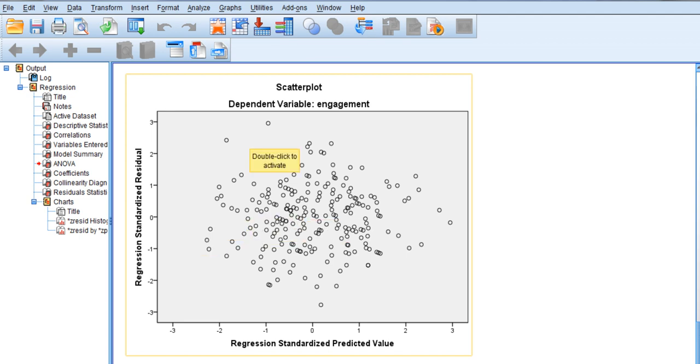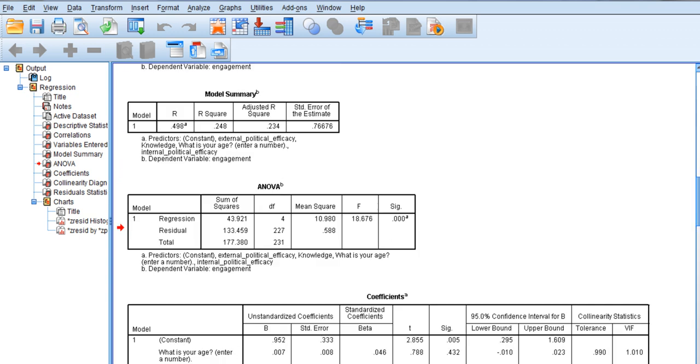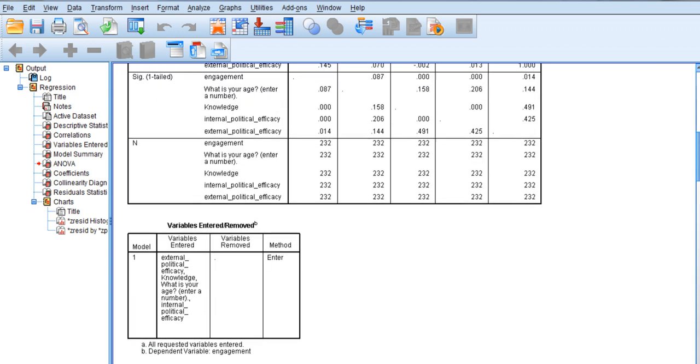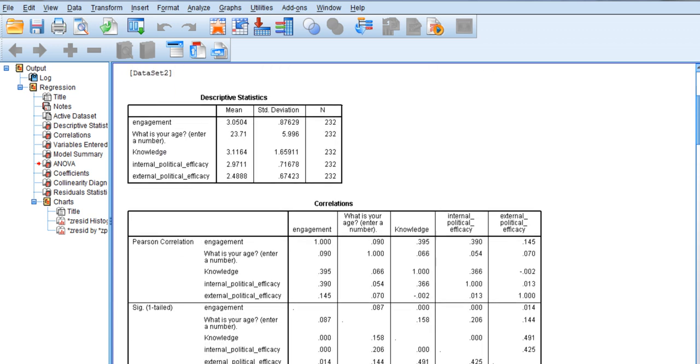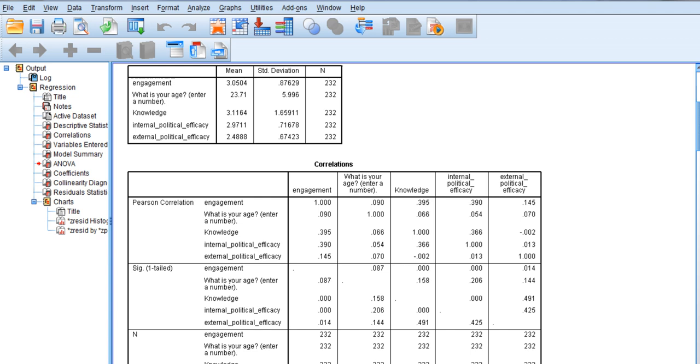So although it's not pretty, and there is a bit of a funnel shape, I would go ahead and interpret these results. Although there are corrections that are available if you feel you have violated the assumption of homoscedasticity of the residuals. So that was a very brief overview of how to conduct and interpret a regression analysis. Of course, if you're going to be using one of these for a research project, you'll want to do a bit more reading into the assumptions of the test and how to test those assumptions.